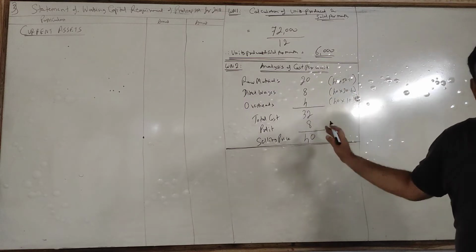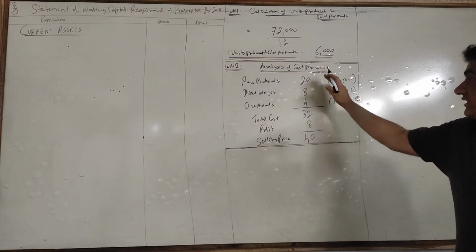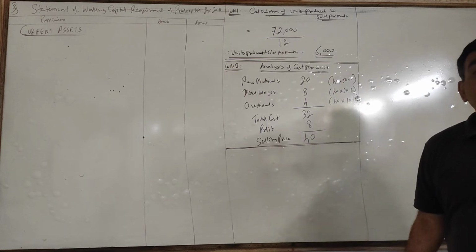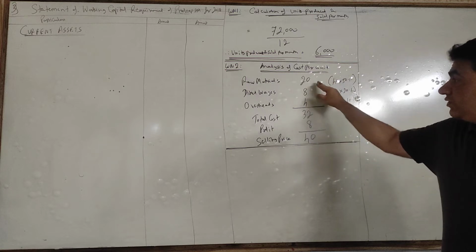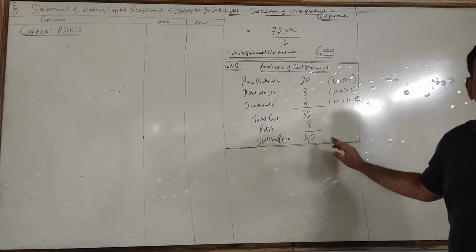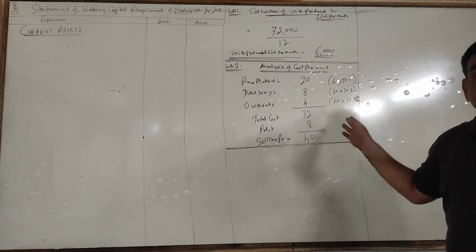These figures may be given or you may have to calculate. If these were given, then there was no need for this working note. So I'll repeat. We have the selling price 40. Raw material, direct wages, overheads breakup is not given, but they have given us percentages.